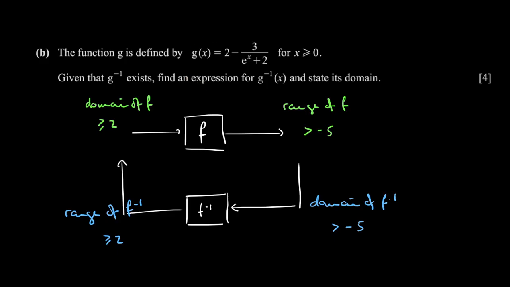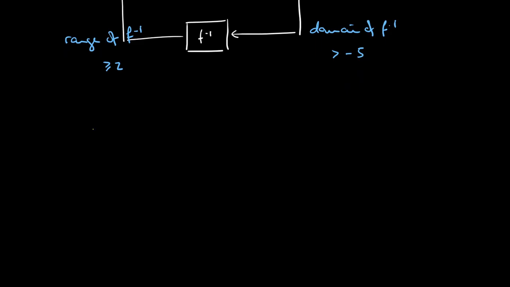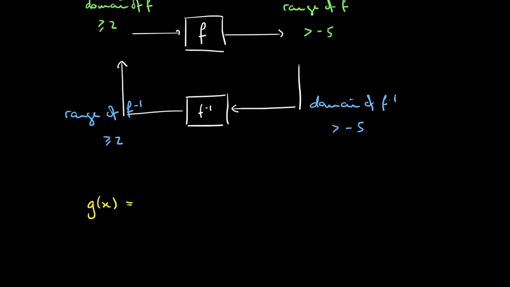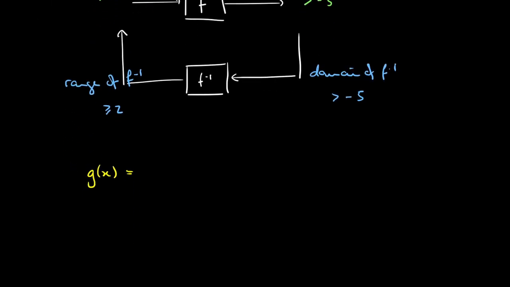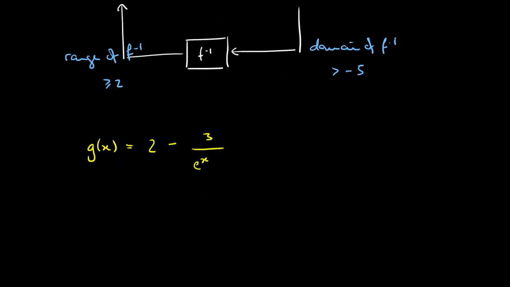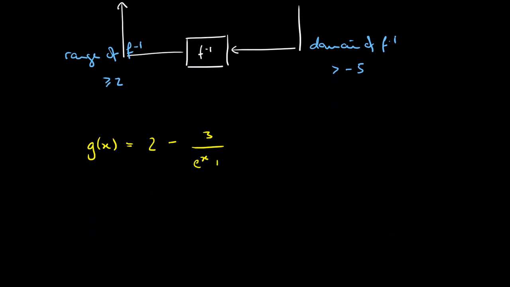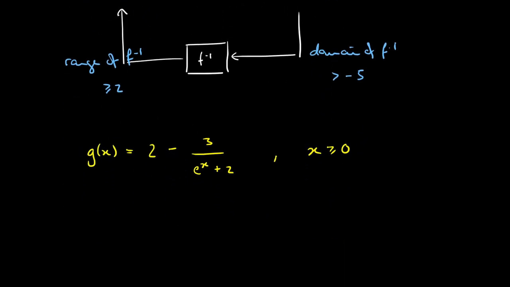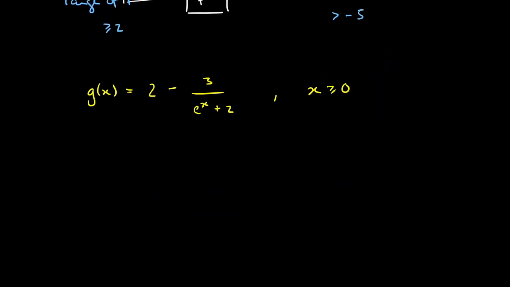Okay, so let's go down. Let's now consider the question in full. So g of x is equal to, what is it equal to? It's equal to 2 minus 3 over e to the x plus 2. Okay, now you don't need to know how to sketch this graph, but you need to roughly have an idea of what it is going to look like. So x is greater than 0.